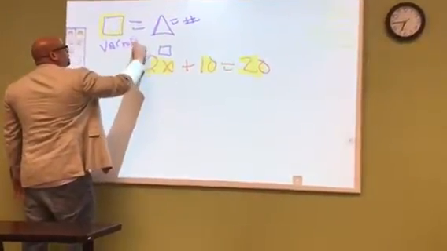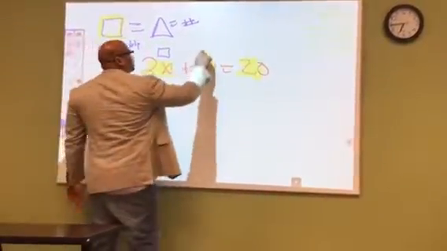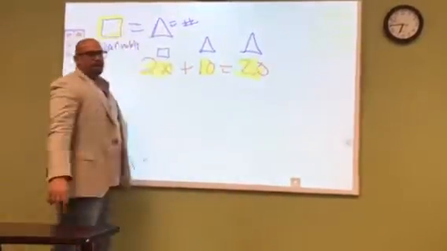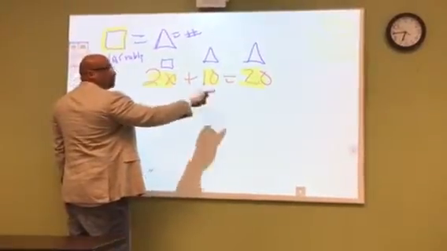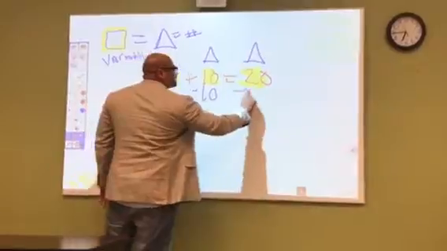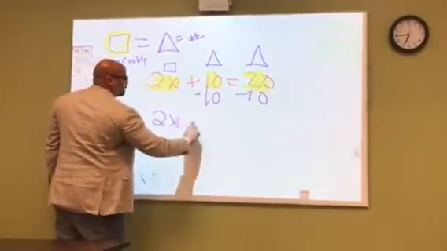Okay. So the 10 represents a number, so it's a what? Triangle. Is that clear? So we always want square equals triangle. What do we have to do with the plus 10? Put it over the wall. Minus 10 on both sides. We're left with 2x equals 20 minus 10 equals 10.